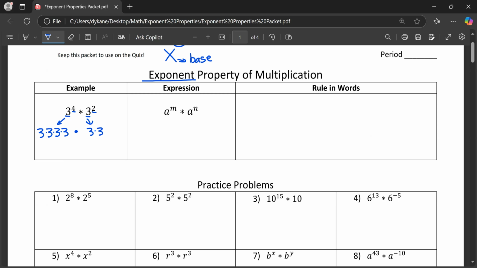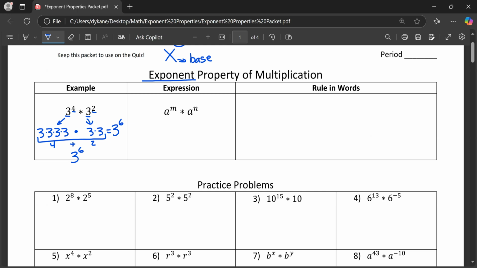Since I only have all multiplication and it's all the same number, I can combine these and I just count how many threes do I have. Well, I have 4 on this side and I have 2 on this side. So in total, I have 6 threes. So I can represent that as being equal to 3 to the 6th power.